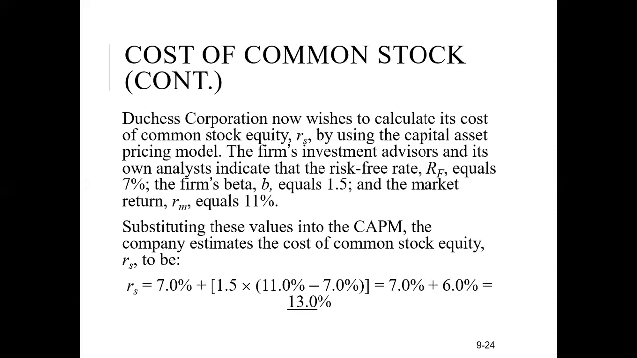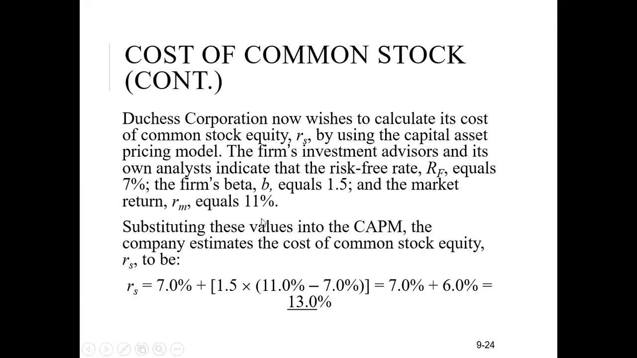So simply, if I'm giving you a simple example, and the Rs here of the common stock is using the capital asset pricing model, the firm's investment advisor's own analysis indicates that the risk-free rate in the market is equal to 7%, the beta, to reflect the risk and return, is 1.5, and the market return is equal to 11.